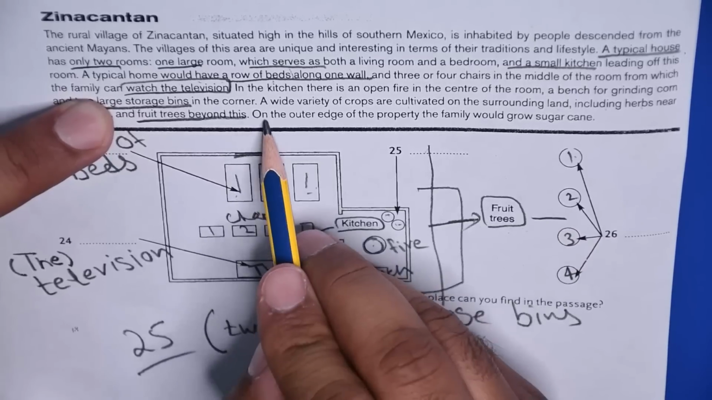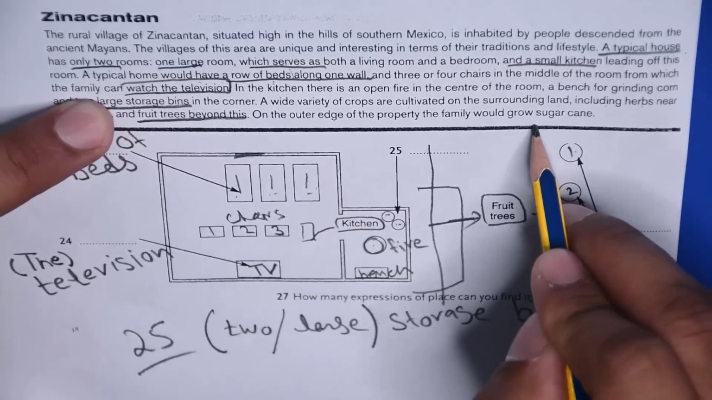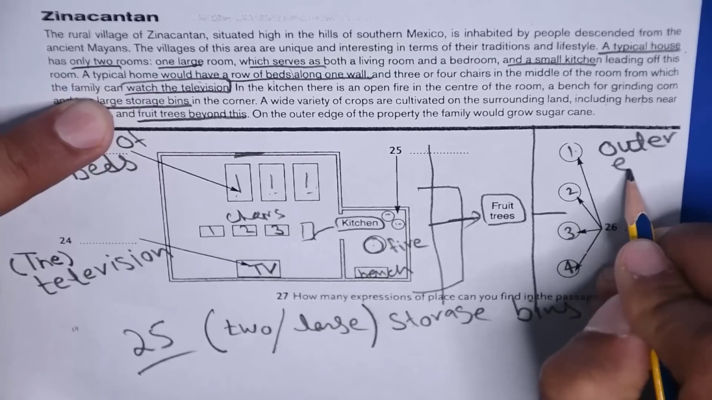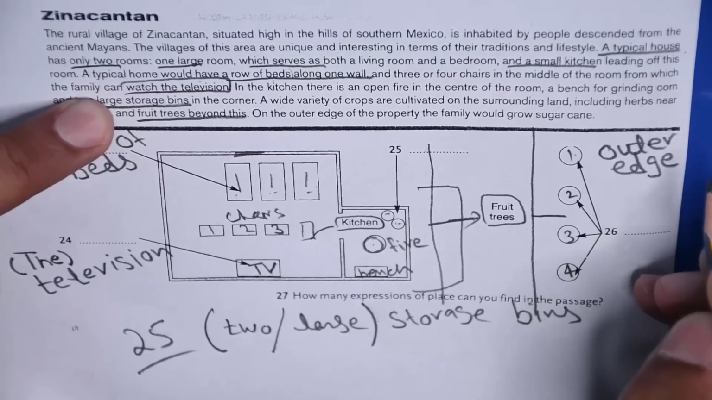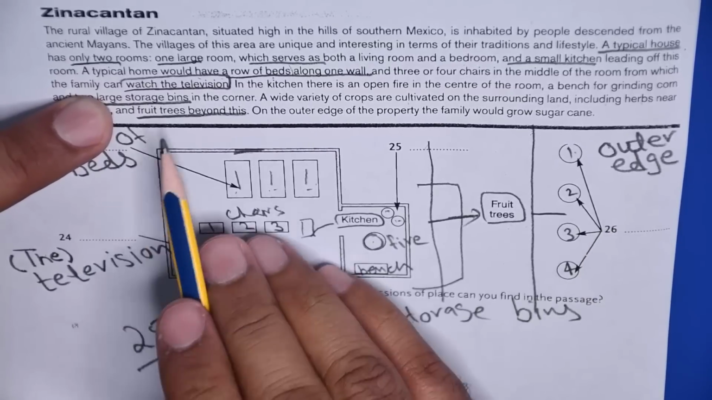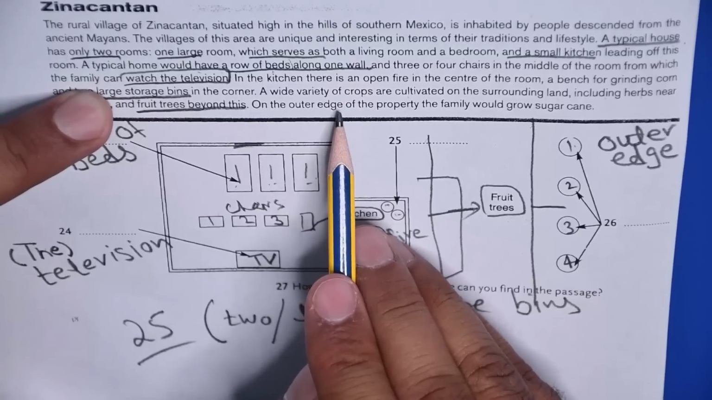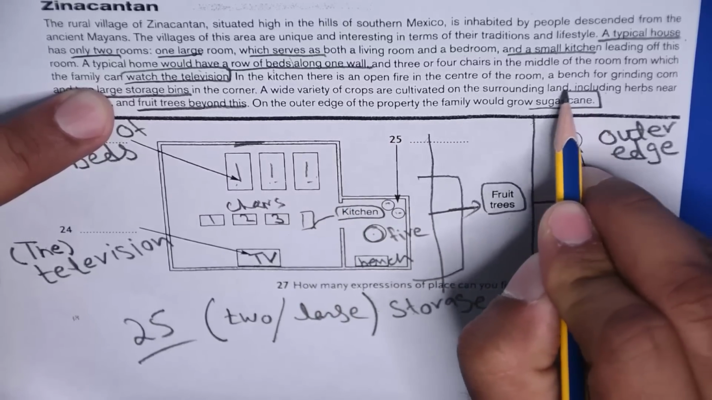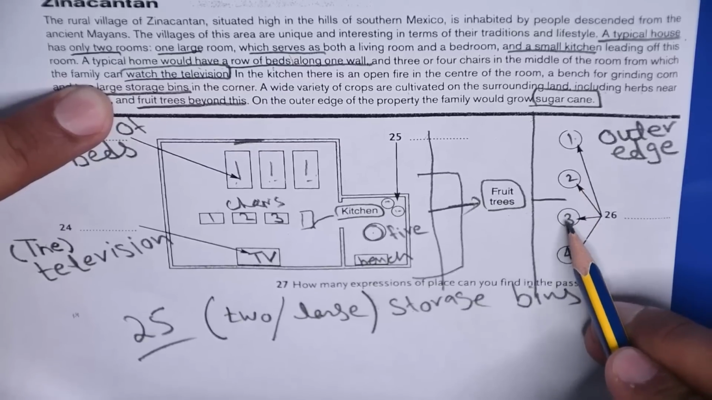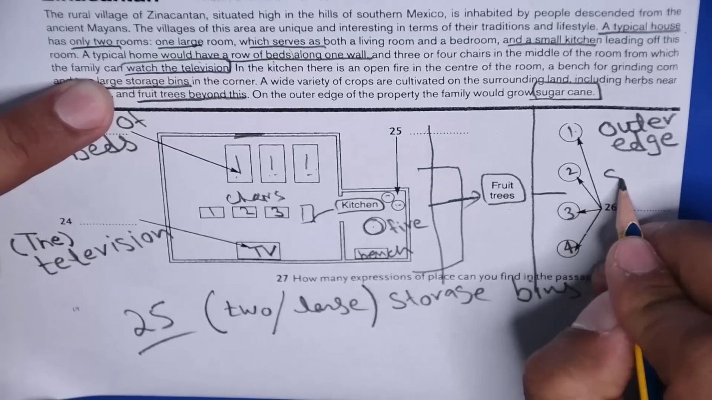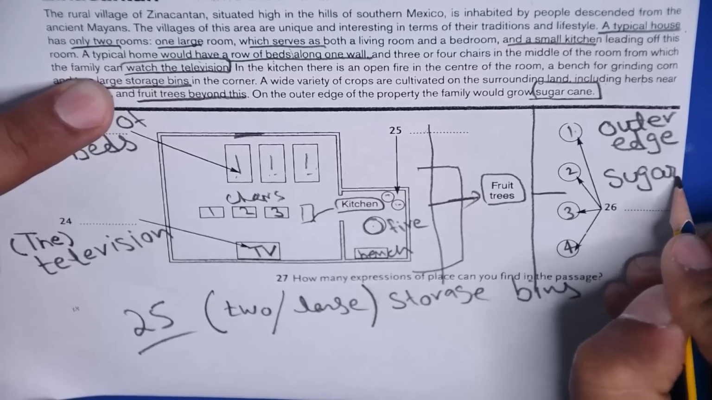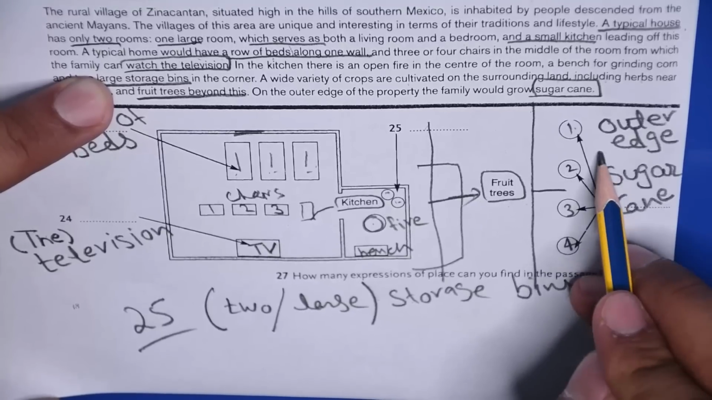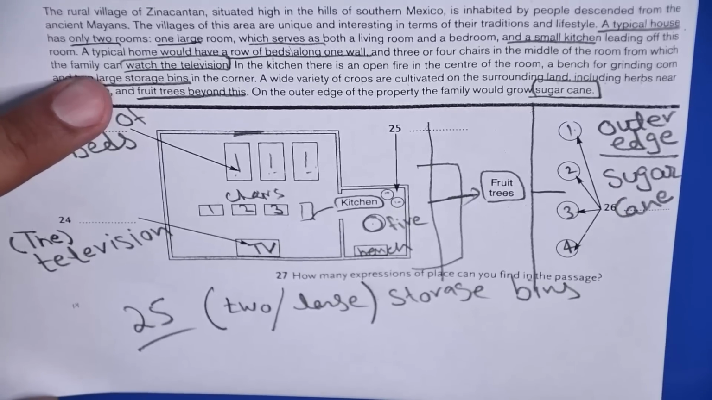What is it? On the outer edge of the property. Now this is the outer edge. Wow, outer edge as they pronounce it sometimes. So on the outer edge of the property, the family would grow sugar cane. 1, 2, 3, 4. All these are actually sugar cane. So the answer to question number 26 is sugar cane.